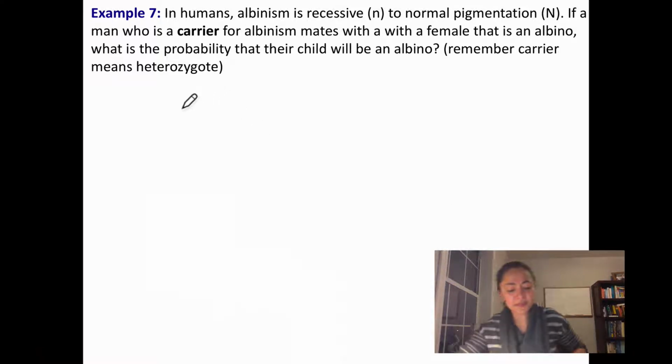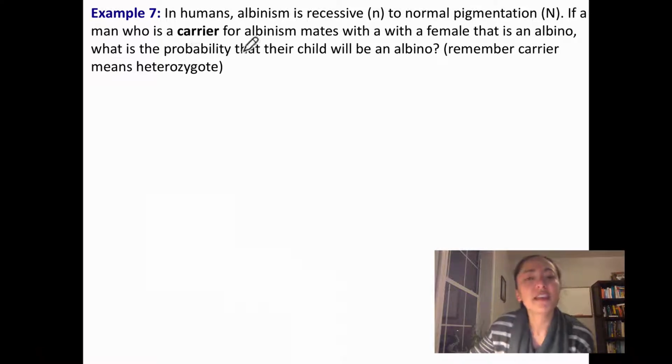All right, let's look at example 7. Now, this time we're looking at a different type of trait because we're looking at humans. And we're actually looking at a disorder that causes individuals not to have any pigmentation in their skin. So here it says, in humans, albinism is recessive to normal pigmentation.